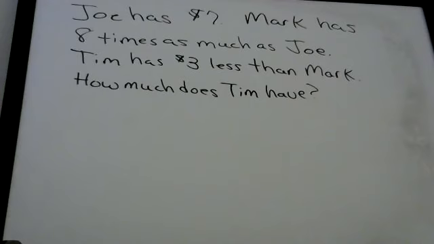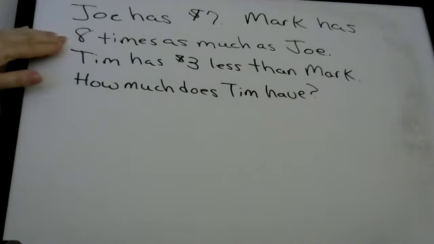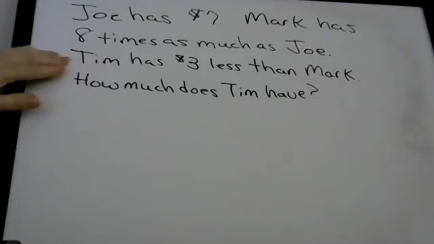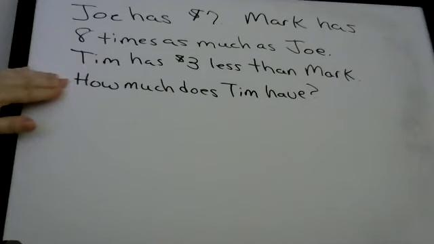So here's a problem that looks kind of complicated when you first read it, but if you really just look through it and apply what we know so far, we'll be able to figure it out step by step. And often the key with any sort of algebra or formula is write down what you know, solve for what you don't know. So this says Joe has $7. Mark has 8 times as much as Joe. Tim has $3 less than Mark. How much does Tim have?